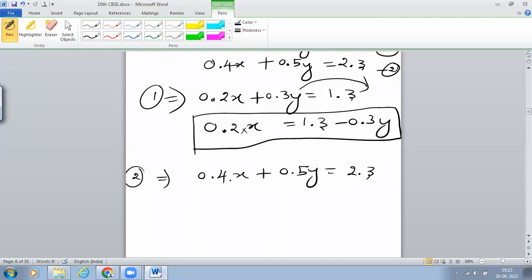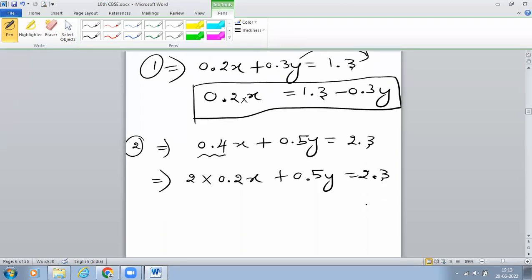In this equation, I'm going to replace x by this value. But here we have 0.2 times x. I have not taken the 0.2 to the right hand side because you know the reason. I can write this 0.4 as 2 times 0.2. What is 2 times 0.2? Is it 0.4? Yes. So I can write 0.4 as 2 times 0.2, into x. So 2 times 0.2 into x plus 0.5y is equal to 2.3. For our convenience, we can write like this. I have expressed 0.4 into x as 2 times 0.2x.